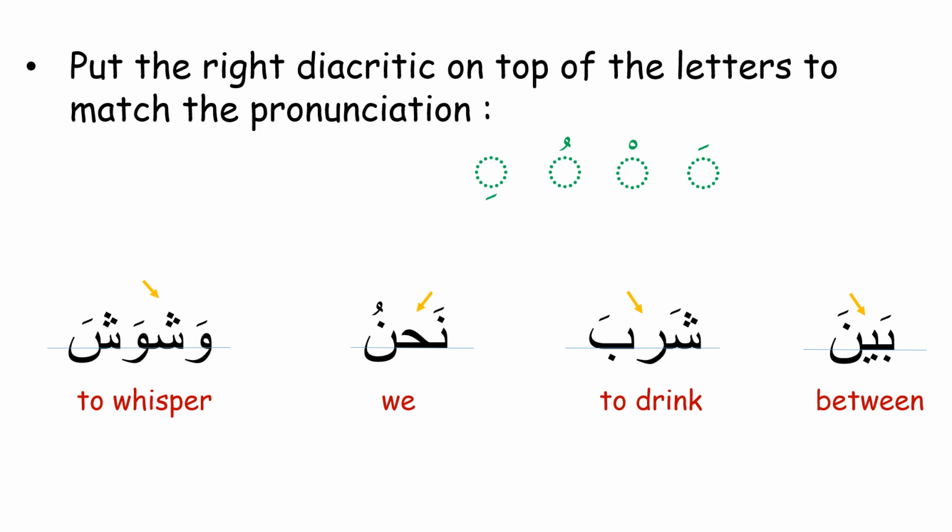Now what I need you to do is, while listening carefully to the pronunciation, please put the right diacritic on top of the letter that is not carrying one in order to match the sound of each word. Kindly notice that you have to choose a diacritic because there is no elongation in these words, which means that every letter should be carrying a diacritic. It's a must.